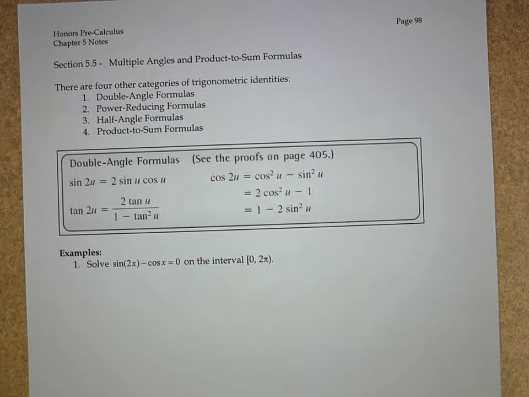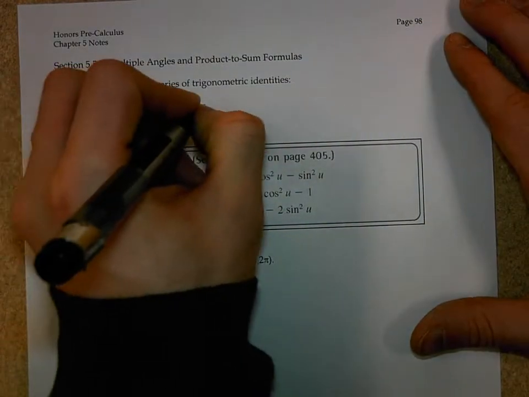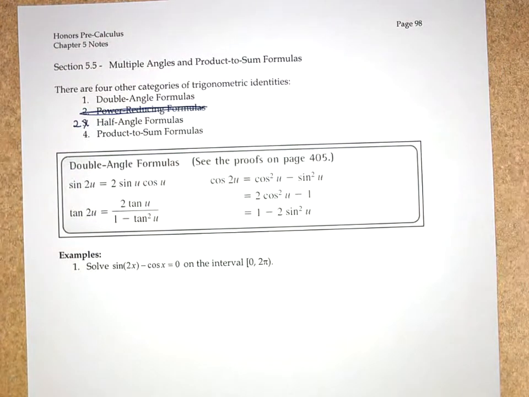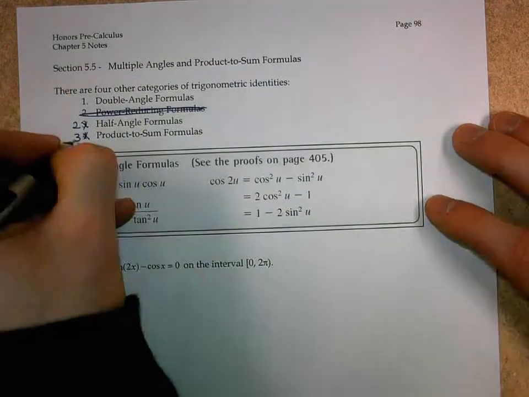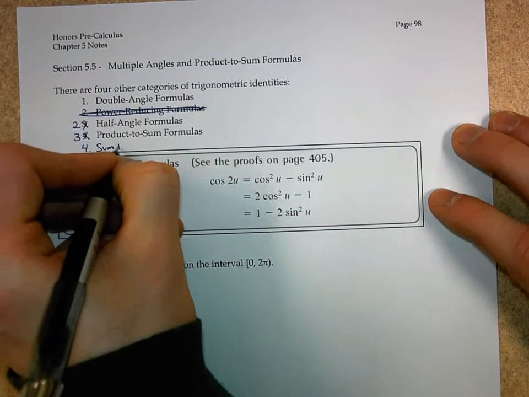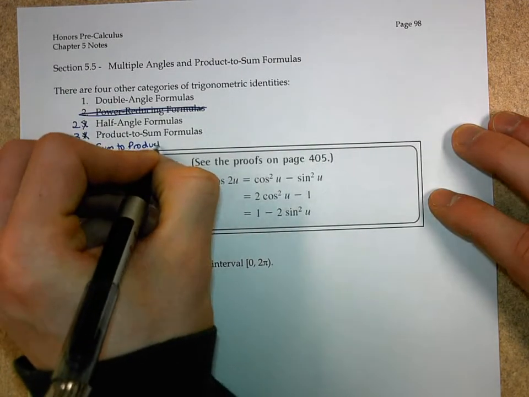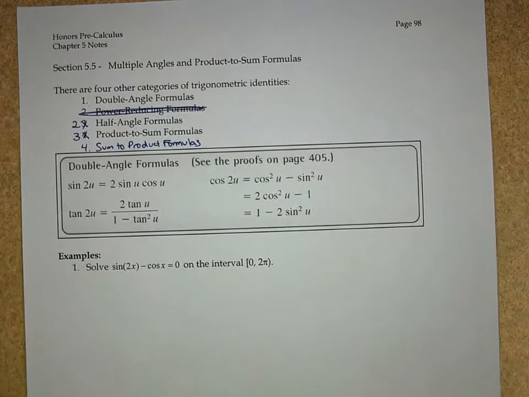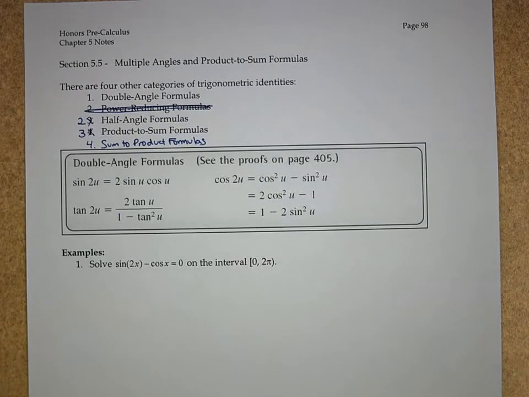The first one is double angle formulas or triple or quadruple angles, just multiple angles. The second one, we're actually not going to do power reducing formulas, so we can cross that off for now. The second is going to be the half angle formulas. The third is going to be product to sum. And the fourth one's actually going to be the other direction, sum to product. So these are all going to be simplification techniques. Once again, you do not need to memorize these. So let's start with double angle formulas.